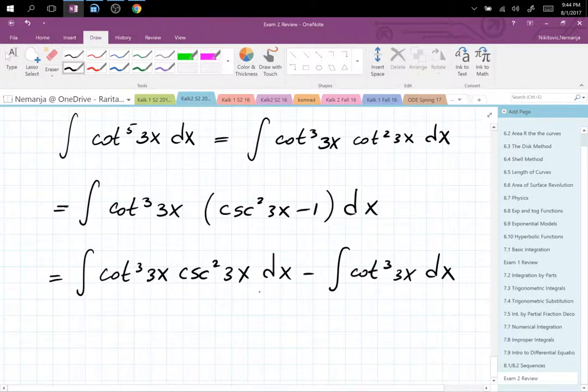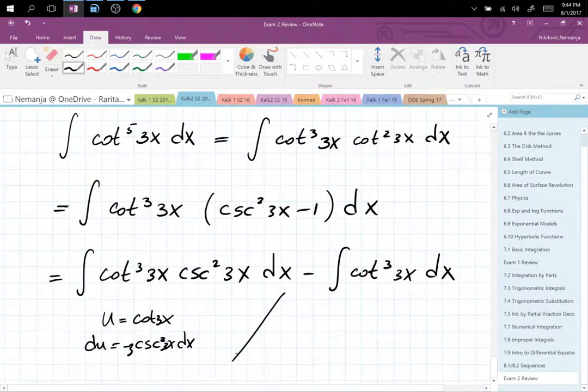So now this integral here that you see, you can solve using u sub, right? Because u equals cotangent x, du equals negative cosecant squared x dx. Oh, there's a 3 there, so there will be negative 3. So you see that the first integral can be done. The second integral now is the problem, because you have a cotangent cubed. Well, peel off 1 and do the same procedure.